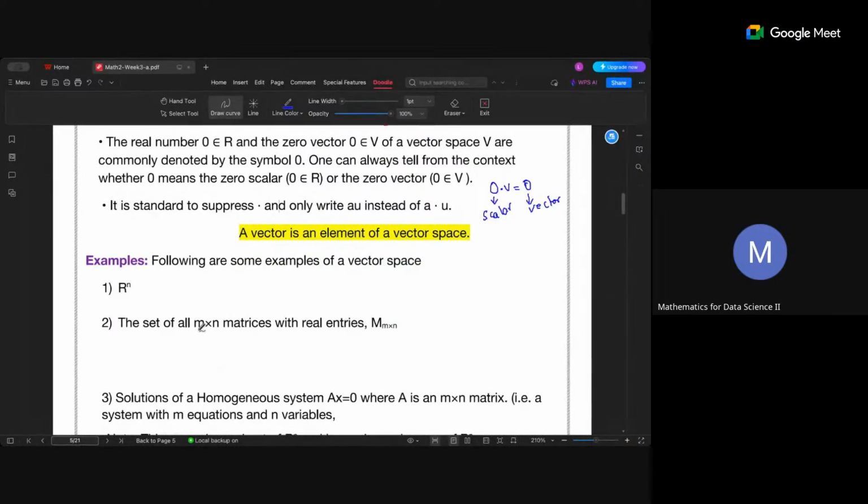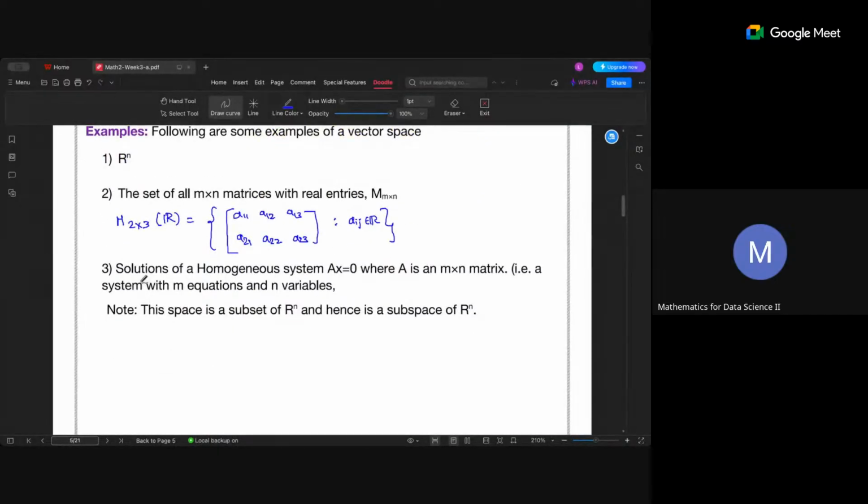What do we mean by the set of all m by n matrices? For example, if I am taking the set of all 2 by 3 matrices, M2 by 3 of R, it means the set of all matrices with entries A11 and so on, with 2 rows and 3 columns. So this is the set of all m by n matrices.